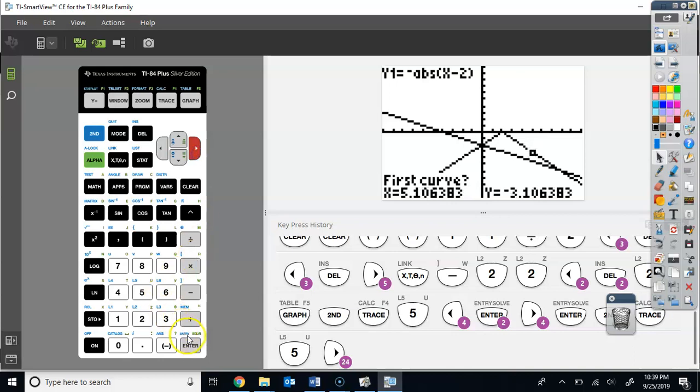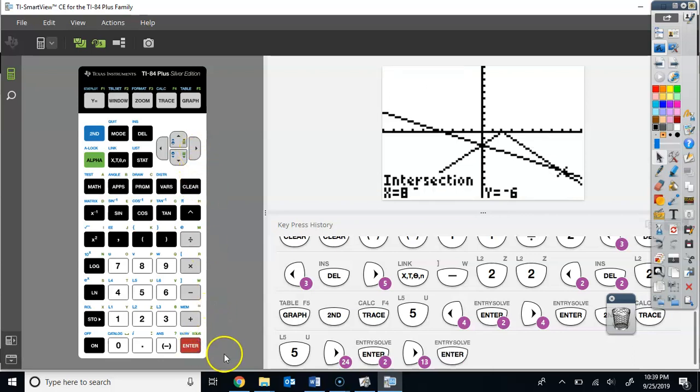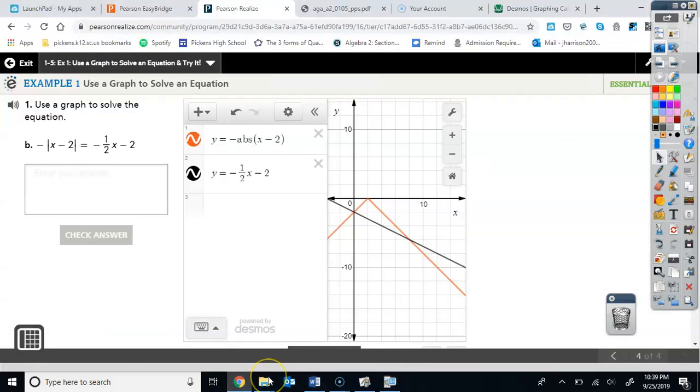And then I'm going to press enter on the first curve. It's on the y equals negative 1/2 x minus 2, the line. Press enter. And then go down here like it asks me to do. I'm going to guess that it's close to there. And then it tells me that it's 8, negative 6, which is what we found, the same thing we found when we looked at it on Desmos.